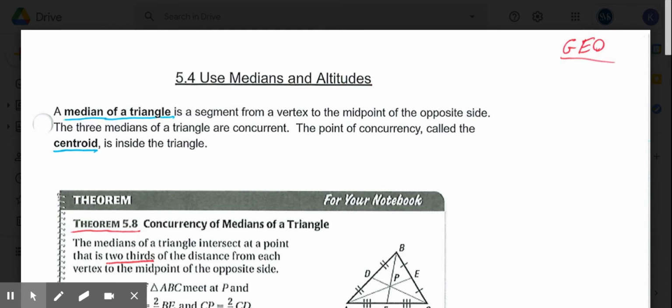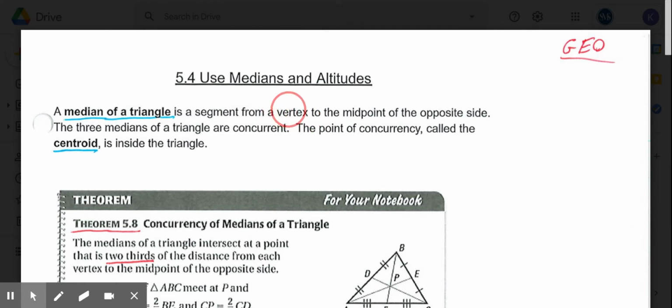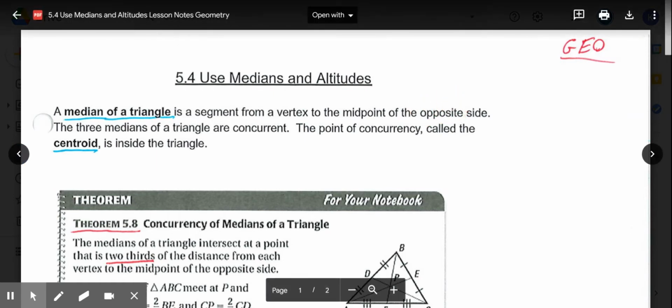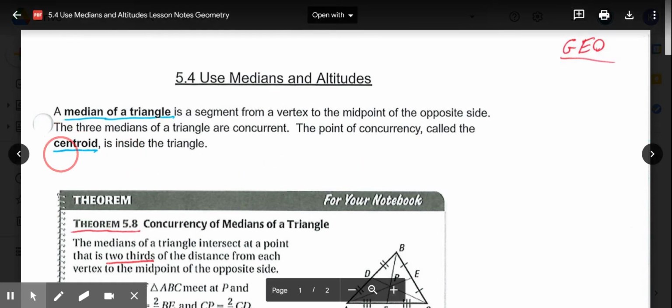So to start with, a median of a triangle. A median of a triangle is a segment from a vertex, meaning a corner, to the midpoint of the opposite side. So there are three medians within triangles, and those medians are all concurrent, meaning they cross at the same point. And in this case, the point of concurrency for the medians is called the centroid.